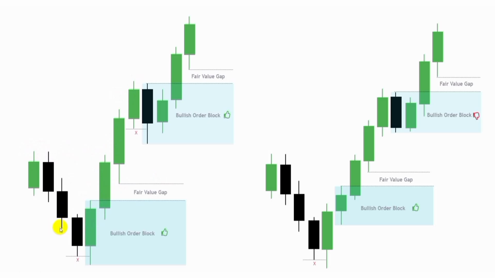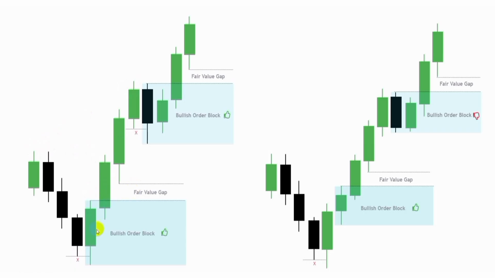Price took out the low of this bearish candle, but then this bullish candle gave us the bullish move to the upside that took out this high, because you expected to see more bearish continuation. But then the institution initiated the bullish move at this particular price low point. So now what we can see is this is the ideal order block. This is the last bearish candle that sponsored the bullish move to the upside that took out this swing high. And you can also see we have the fair value gap.